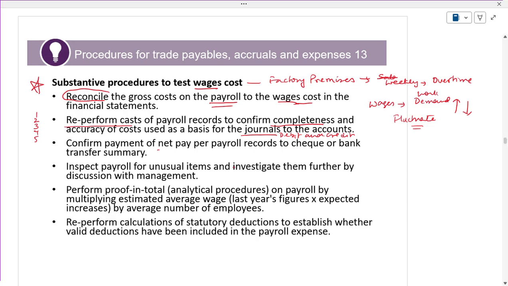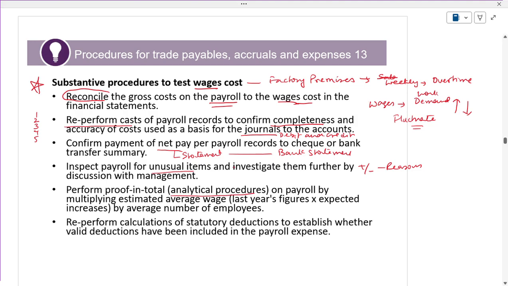Confirm payment of net payroll records to the check and bank. Take the statement and check the bank statement. Whatever the statement value is and whatever the bank statement shows, both have to be the same. Inspect payroll for unusual items, any items which are plus or minus, both positive and negative. See the reasons why they are plus or minus.